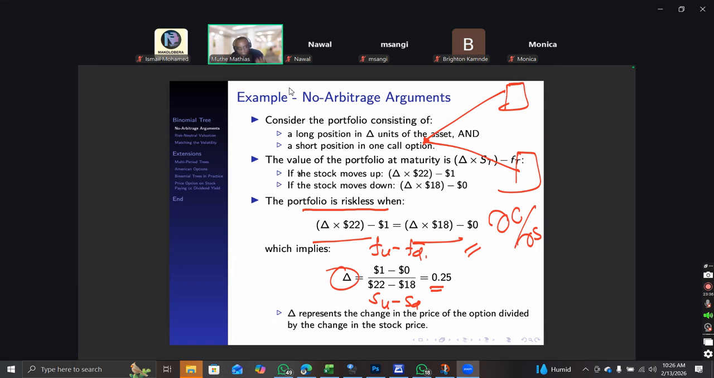That delta at the end of the day represents the change in the price of an option divided by the change in the stock price. That is what we have written here. Right? Because we're taking FU minus FD, which is a price or value, and then dividing by the stock prices. So make sense? Of course, we'll formalize this so that you will see how the formula looks. Make sense? If you have any question, let me know.